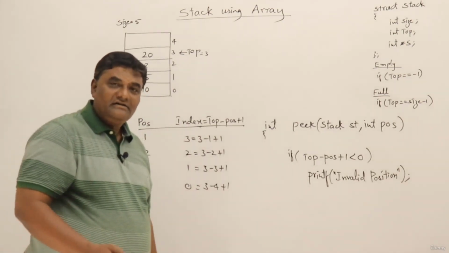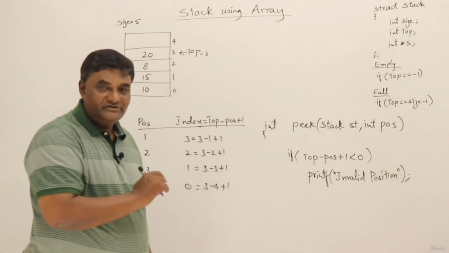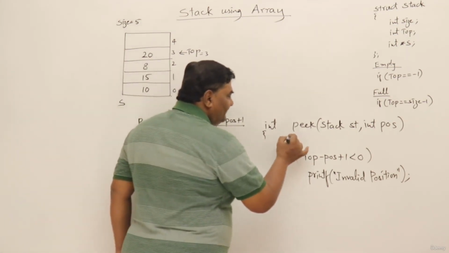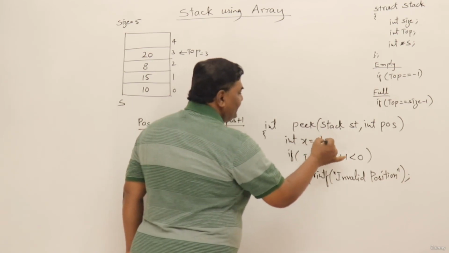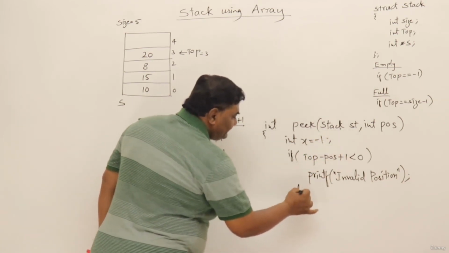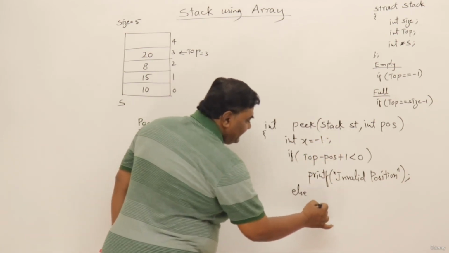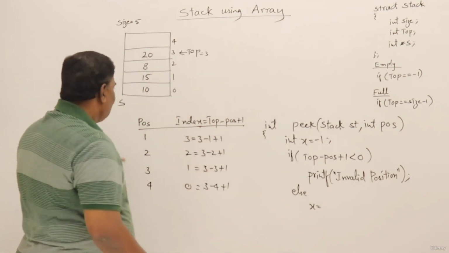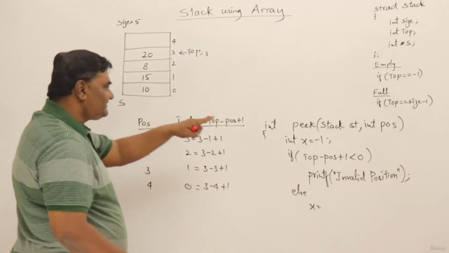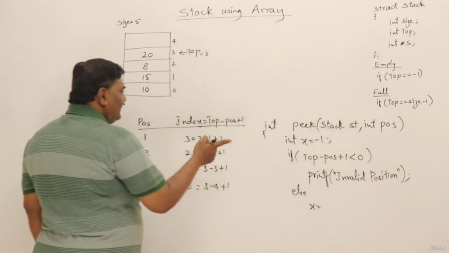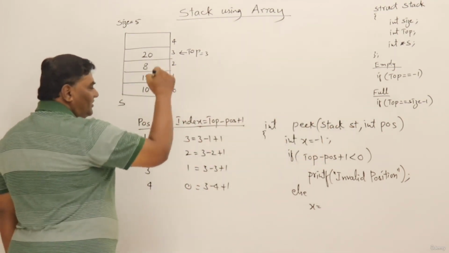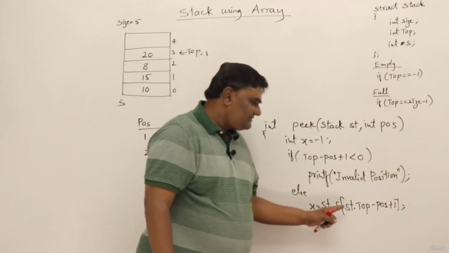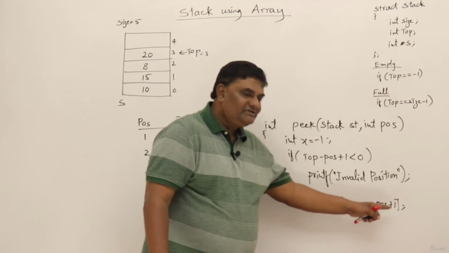Otherwise, I can return the value at that position. So I will take the value in some variable and return it. For that, I will declare a variable x and also initialize it to -1. Then in the else, I will take the value. So x is assigned from where I want the value, S of this formula. This is inside st, so I should use the structure name st.s and st.top. Let me write it. x assigned st.s of st.top minus position plus 1.